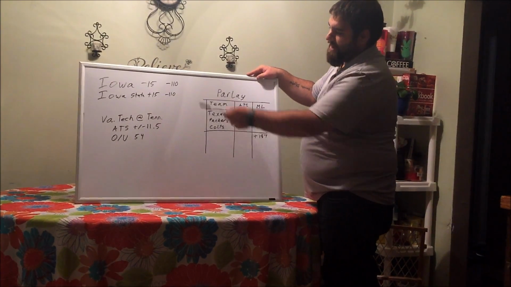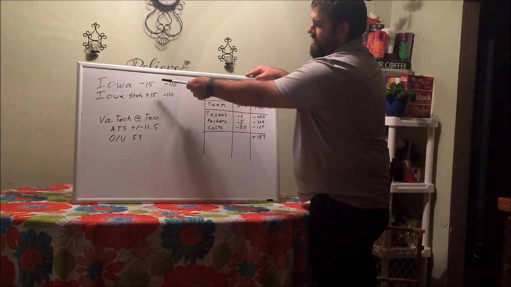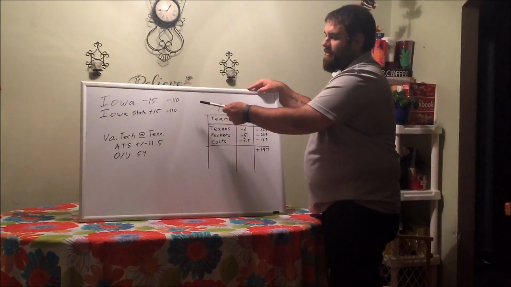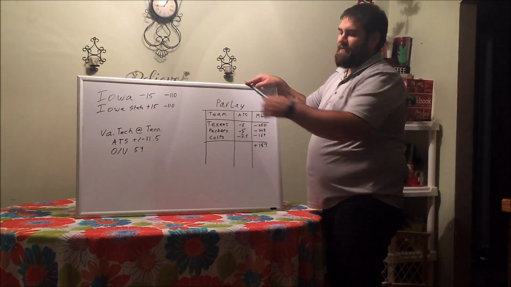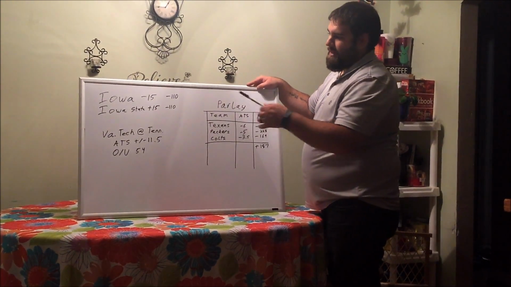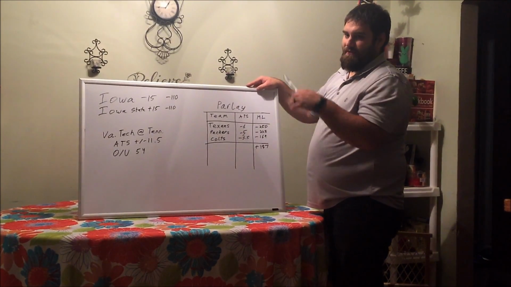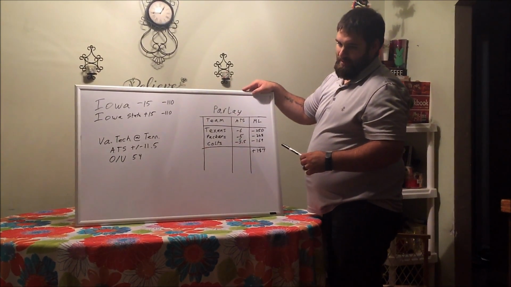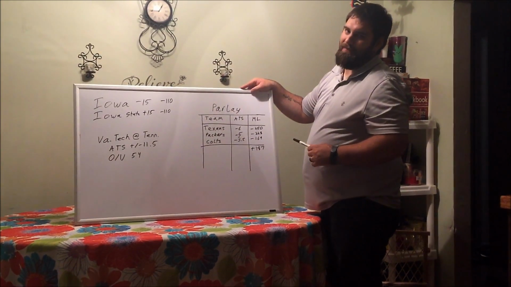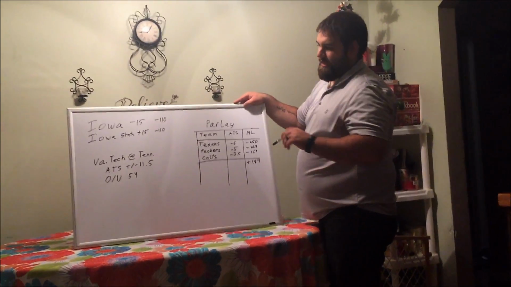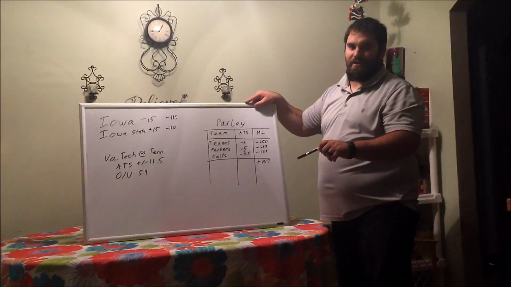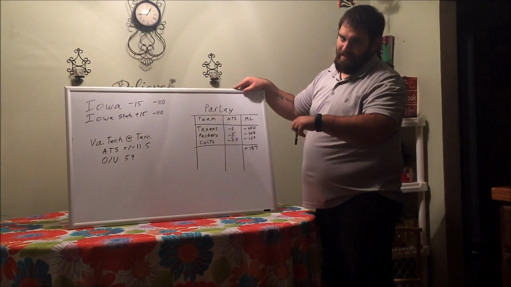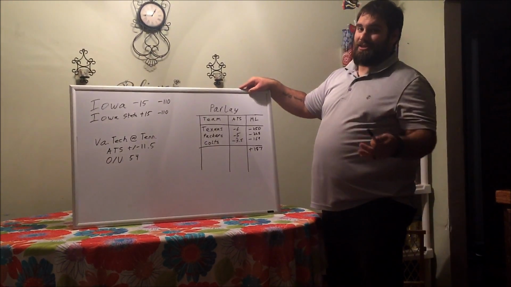So first off, we have the Iowa State game up here. If you notice, next to Iowa it says minus 15, next to Iowa State plus 15, and then there's a minus 110 next to it. Now, 15 points is the spread of the game, meaning that at the end of the game, if you bet on Iowa, you take 15 points off their score. And if that score, after you take away 15 from Iowa's score, is still higher than Iowa State's score for the game, Iowa wins the bet. Same thing for Iowa State, but you add 15 points to their score at the end of the game. That's how the spread works.